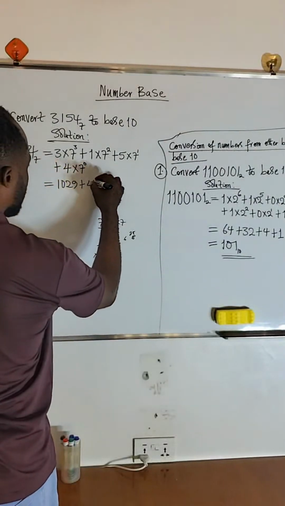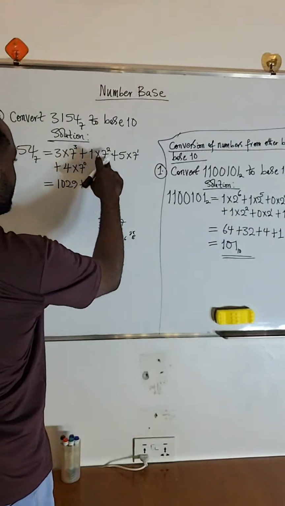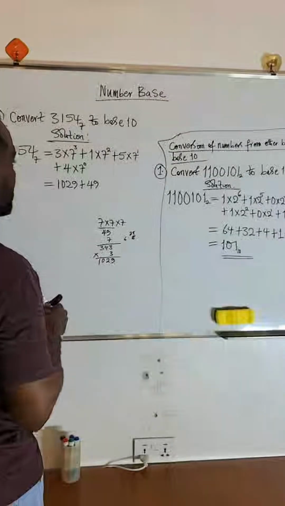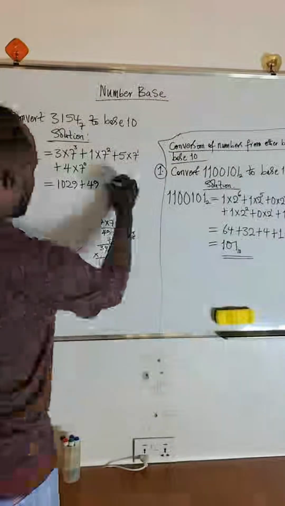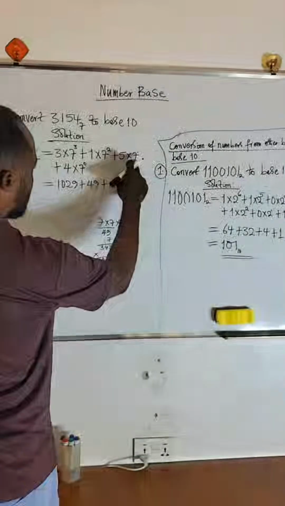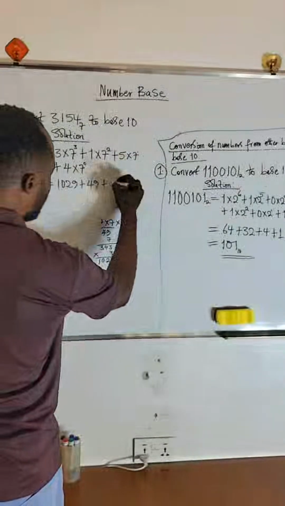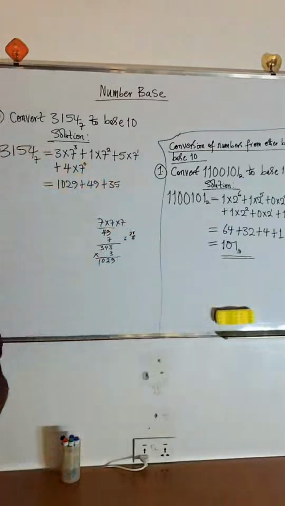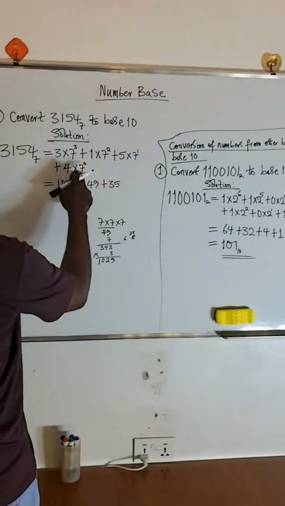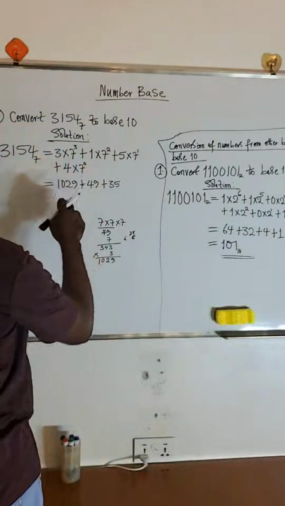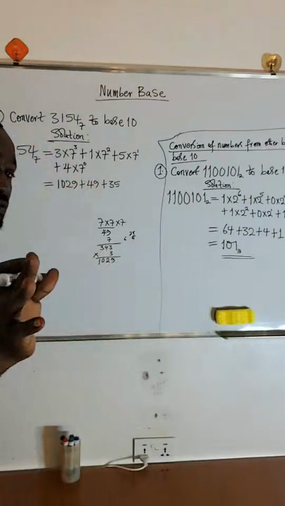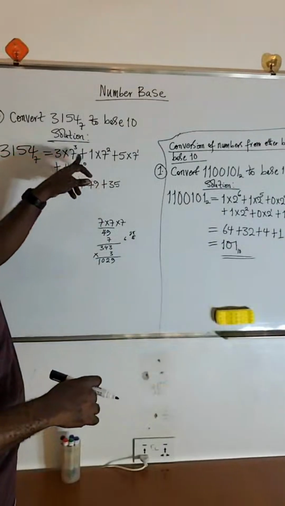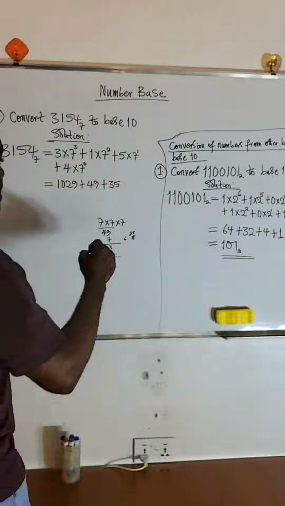plus 1 times 7 raised to the power of 2, which is 49, plus 5 times 7 is 35. Okay, and then 4 times 7 raised to the power of 0. Remember, 7 raised to the power of 0 is 1. And so 4 times 1 is 4.